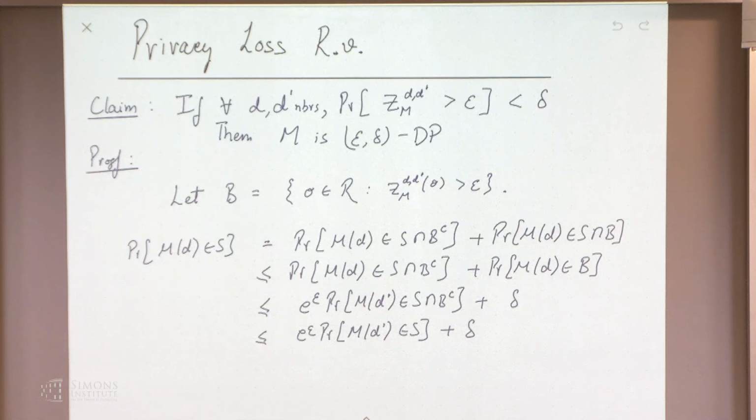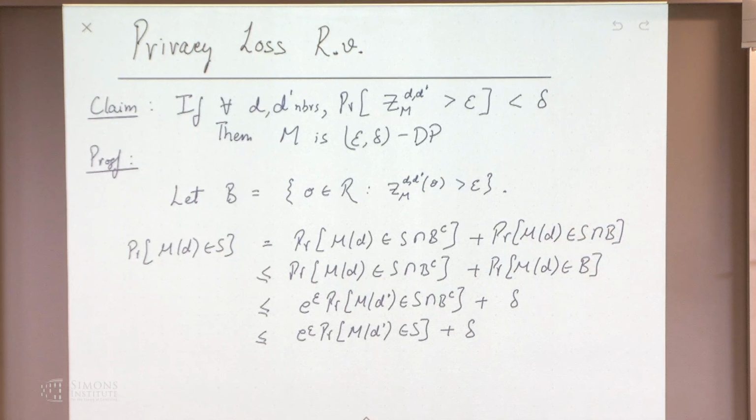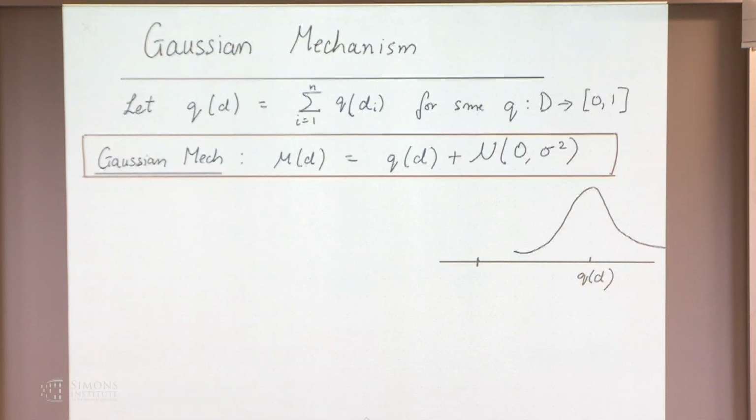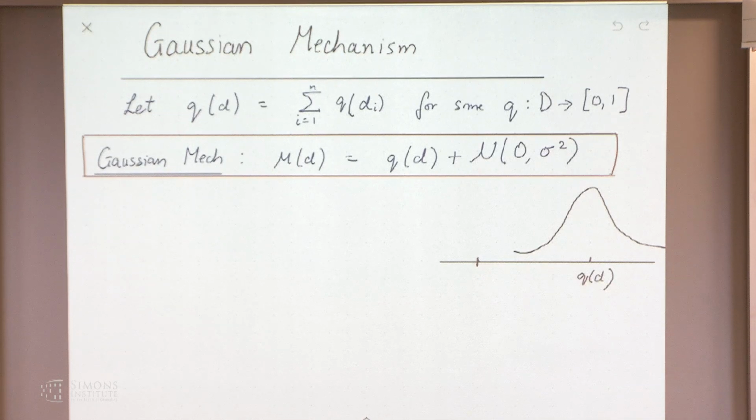Good. So what we have said so far is that differential privacy is talking about controlling the tails of this random variable. Okay, so keep that in mind. Now let's talk about an actual differentially private mechanism.